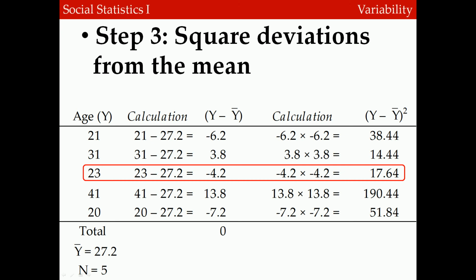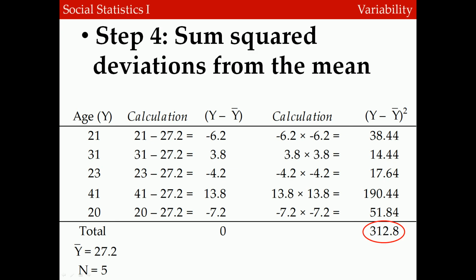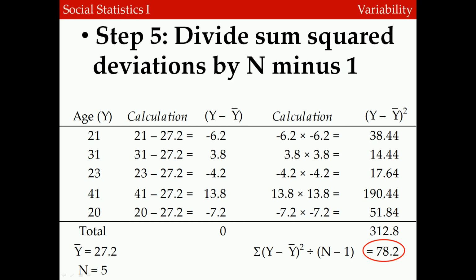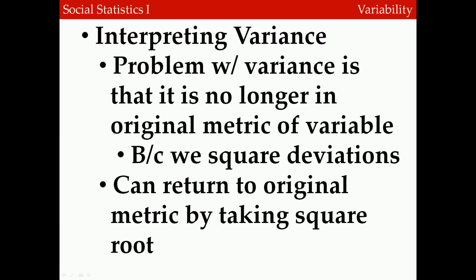Basically, we're going to square the deviation from the mean for all 5 of these cases. The next step is to take the sum of the square deviation from the mean. So here, I've added the 38.44, 14.44, 17.64, 190.44, and 51.84, and got 312.8. The next step is to divide that by the number of cases minus 1 to get the average deviation from the mean. So if we take 312.8 and divide it by n, or 5, minus 1, which equals 4, we get 78.2, and that's the variance.